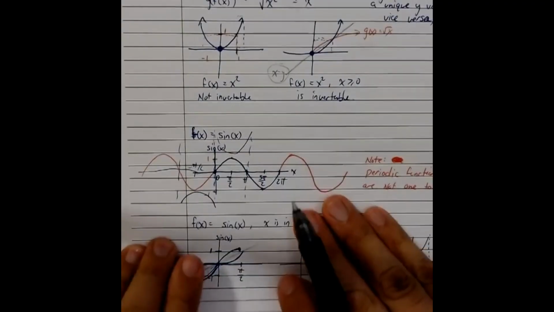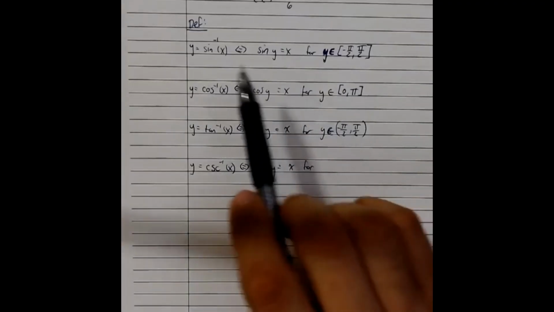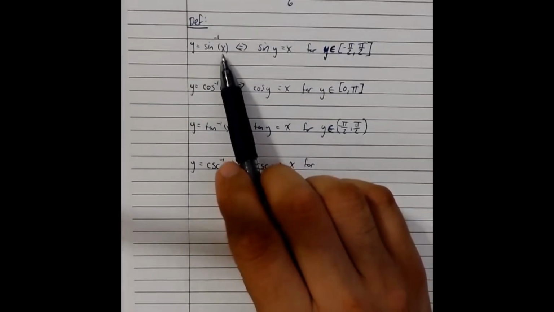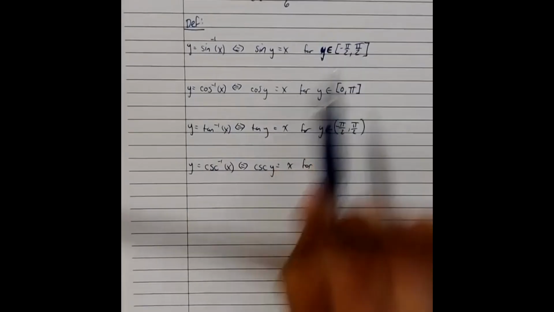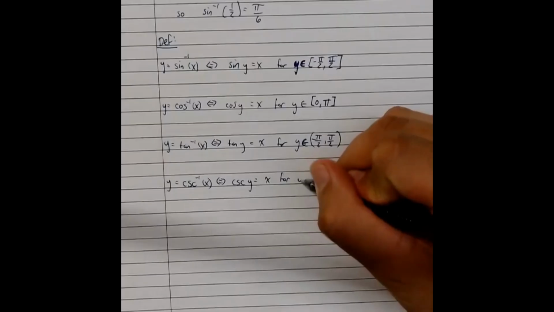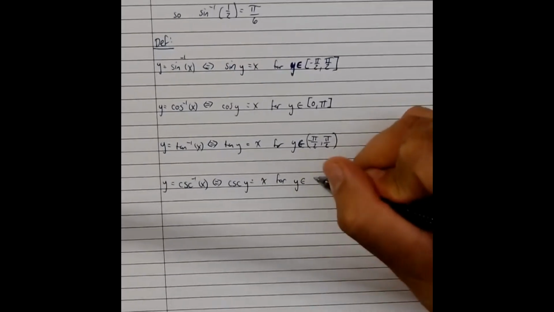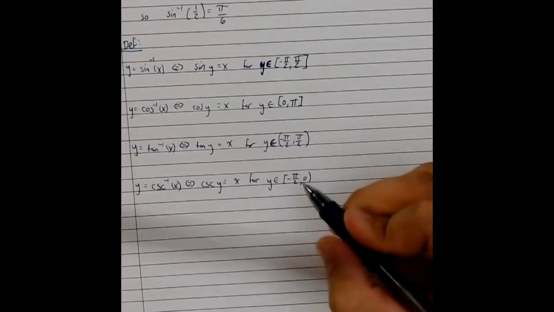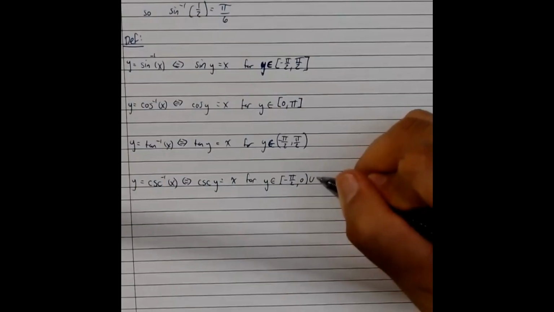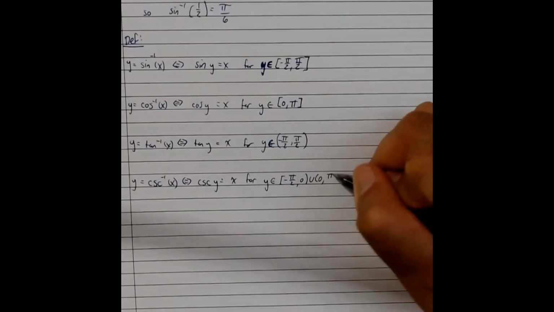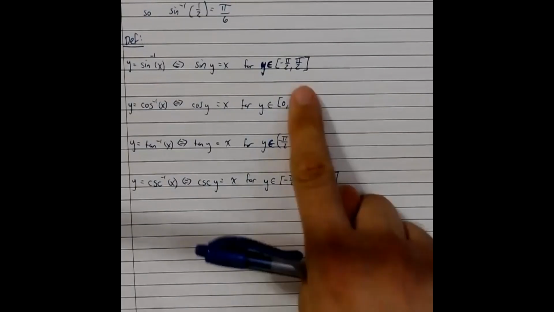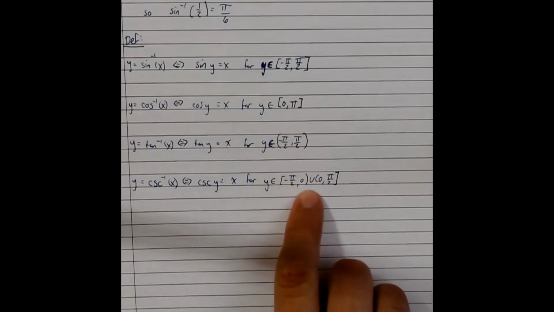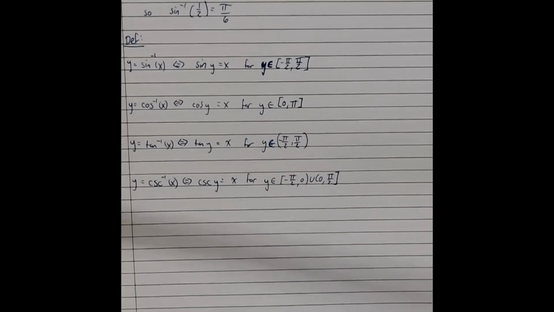So we're going to have the same restriction as we have when we define the inverse sine function, except we're going to exclude the point at 0. So here that's going to be y is an element of the interval from negative pi over 2 up to 0, and that does not include the 0, union with everything from 0 to pi over 2, like this. So it's the same as that one, except you're excluding the asymptote at 0.